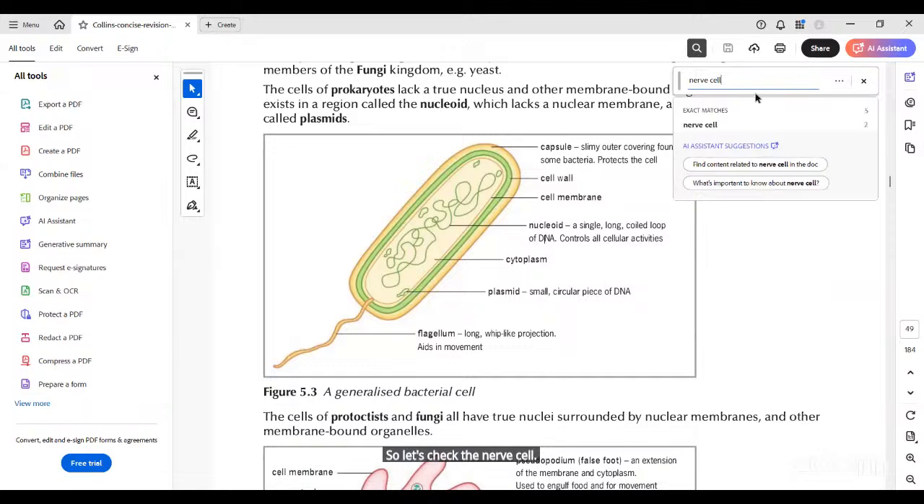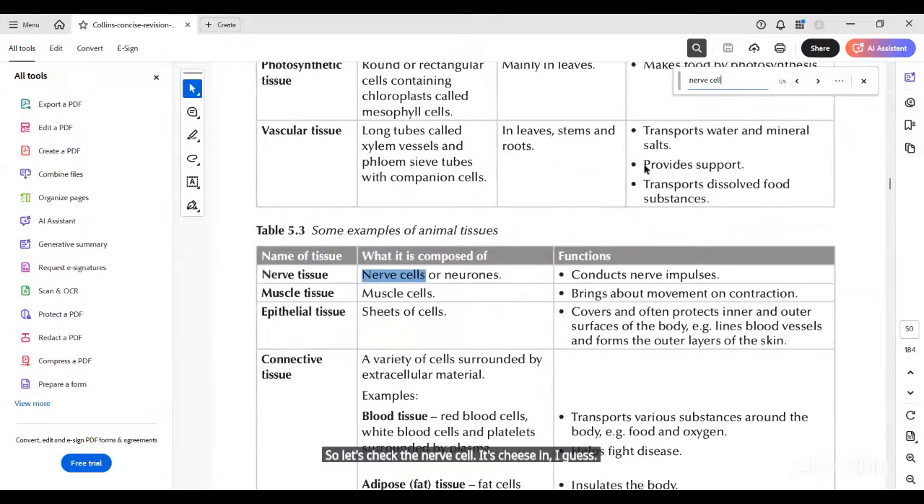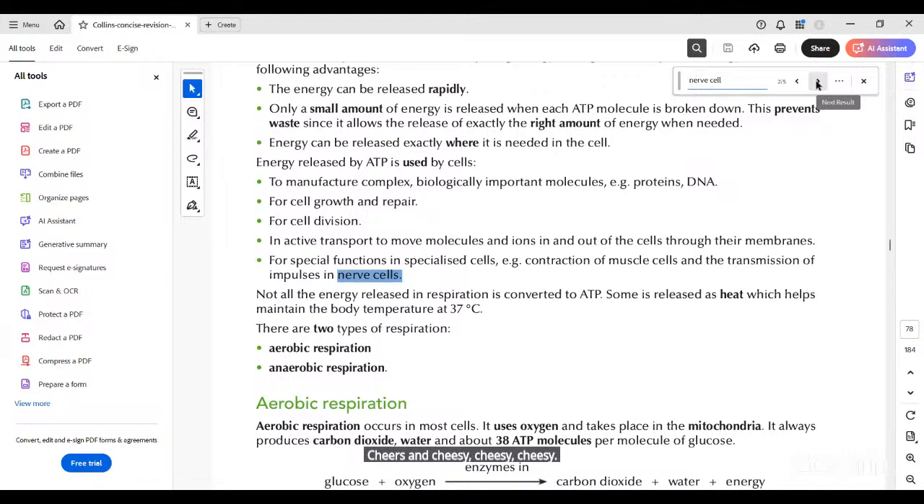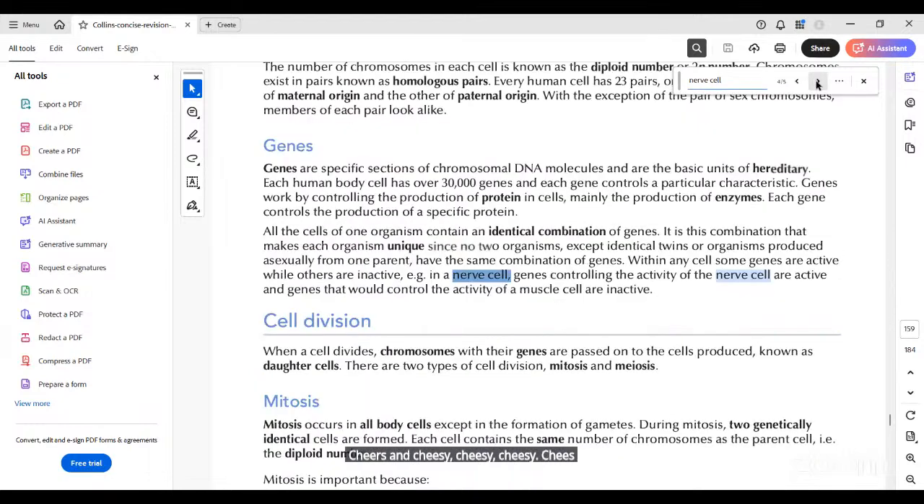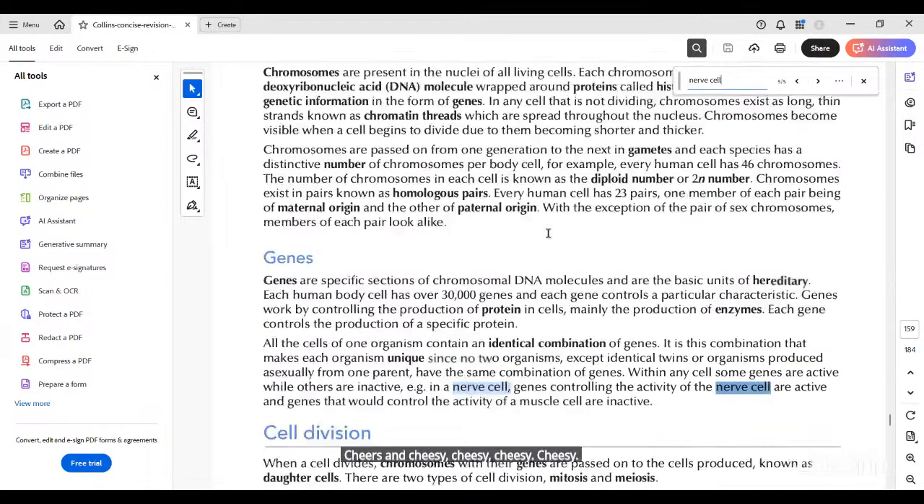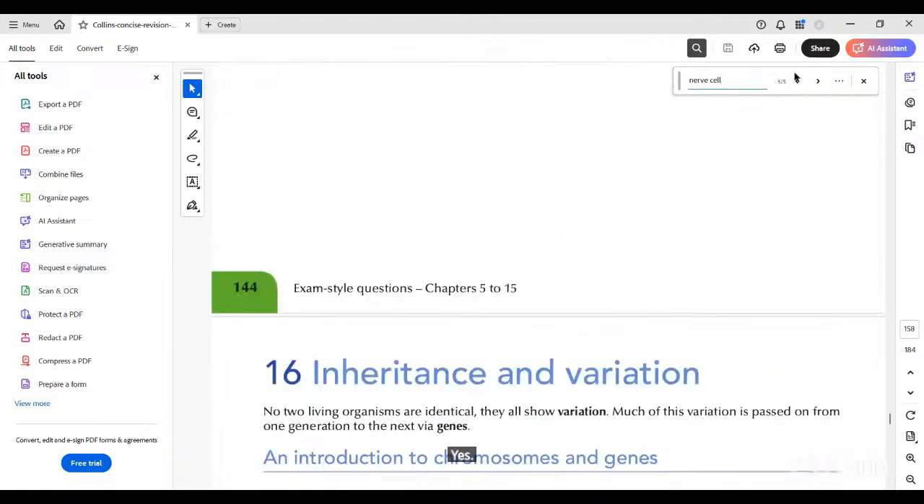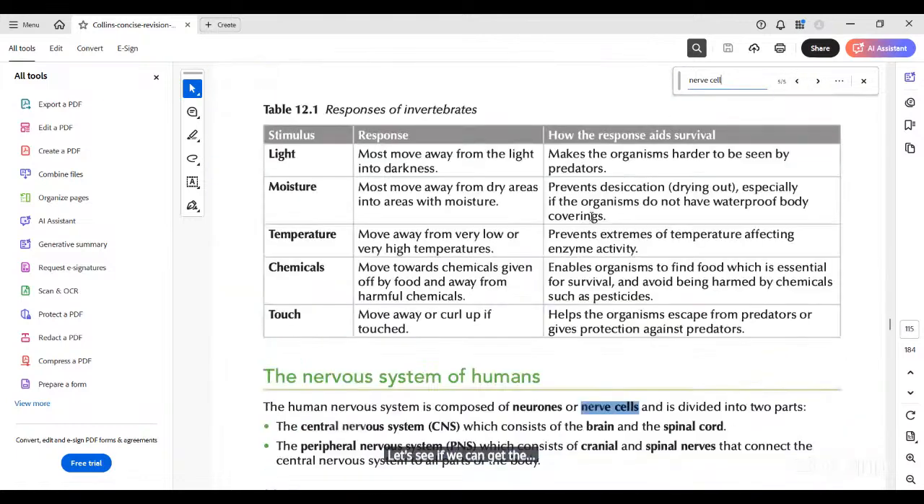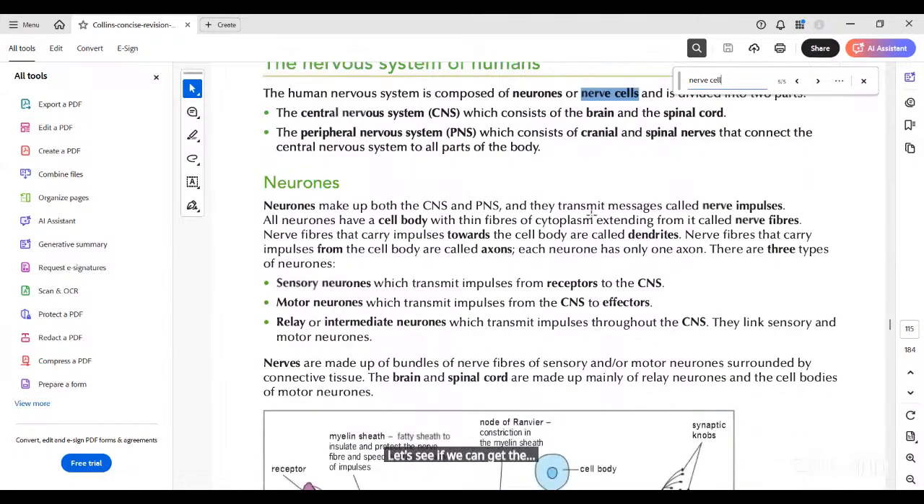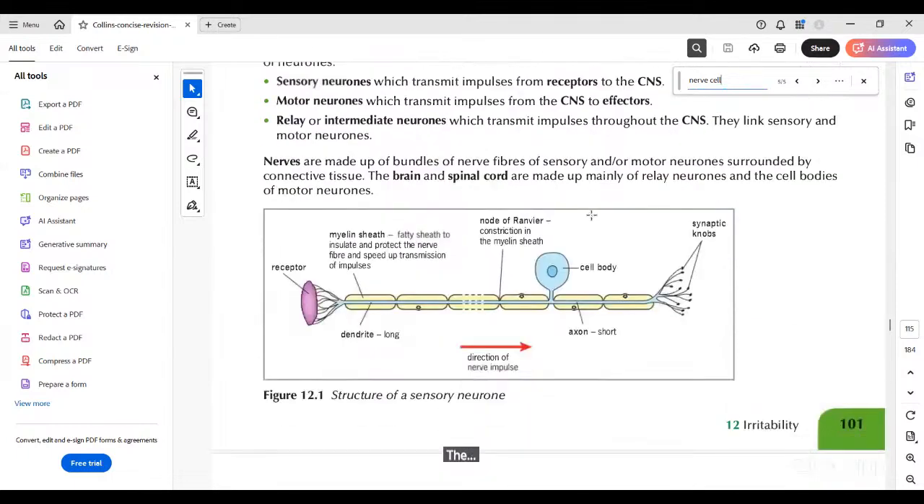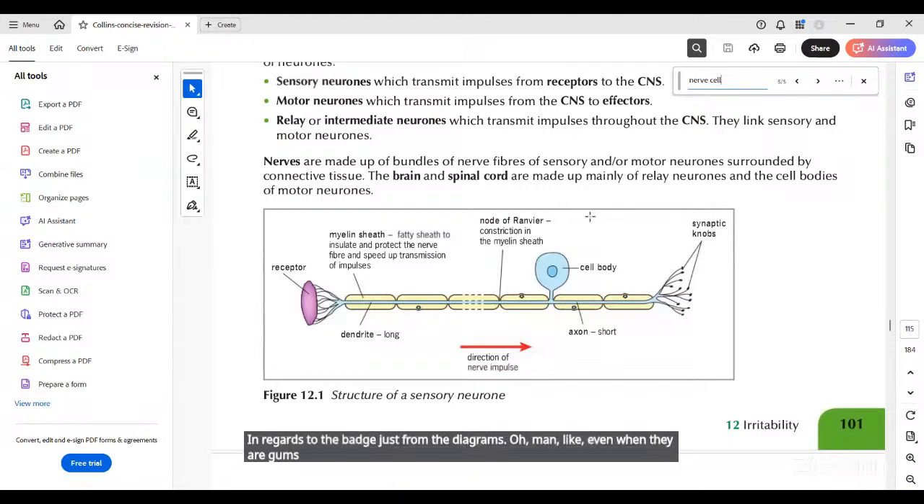It's easy, guys. Let's see if we can get the diagram. So guys, if you want to know anything, just hit the diagrams and you're good. You can study biology just from the diagrams. If you know the diagrams and know what they are, the functions, you're good.